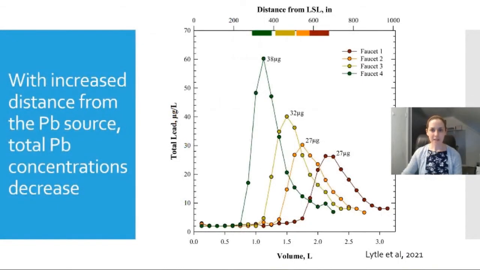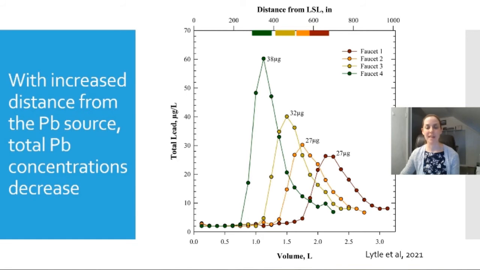Another thing to keep in mind with profile sampling and sampling for sources is that with increased distance from the lead source, the total lead concentrations do decrease. This is an example from our home plumbing system here in Cincinnati, in our lab. We have a lead service line installed, and then various faucets that are sampled from. This shows the sequential profile samples taken from 4 different faucets, and faucet number 4 is the closest to the lead service line. You can see that the highest total lead came from that faucet's sequential profile.